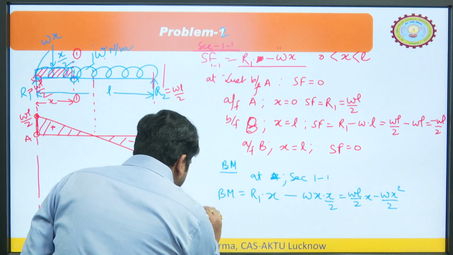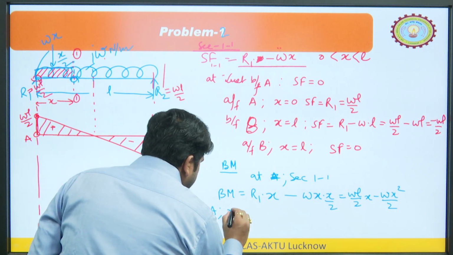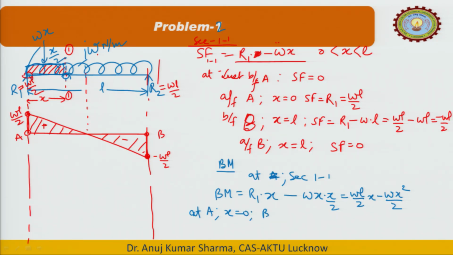Now at point A, x is equal to 0, bending moment would be equal to 0. Put x is equal to 0 in this equation, you will get the bending moment 0. At point B, x would be equal to L. So, when you put x is equal to L here, it would be W L square by 2 minus W L square by 2, again it will be 0. So, it means we are not getting any information.